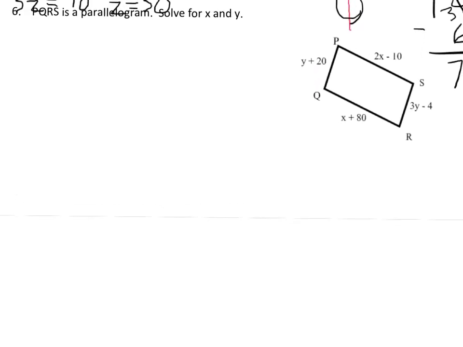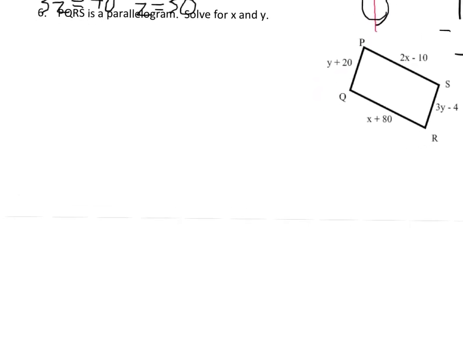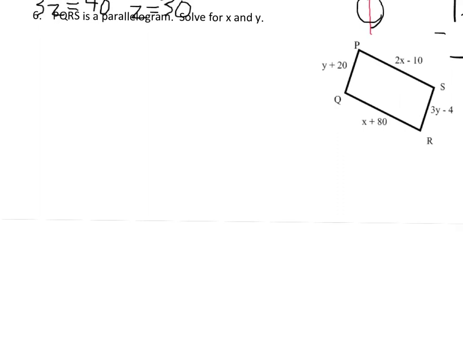All right, last example. PQRS is a parallelogram, and we need to solve for x and y. So it's a parallelogram. I'm going to go ahead and just label my parallel sides so we remember how that works. Like we talked about earlier, because lines are parallel, they're always going to be the same distance apart, which means those opposite sides have to be equal. So I'm going to set them equal to each other. So y plus 20 equals 3y minus 4.